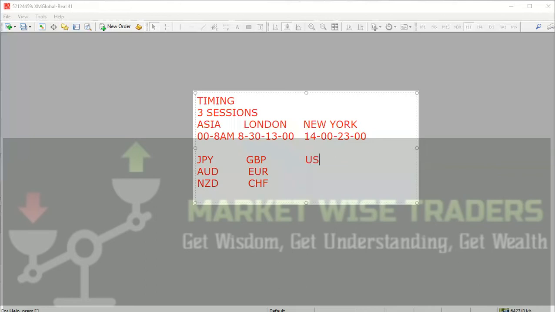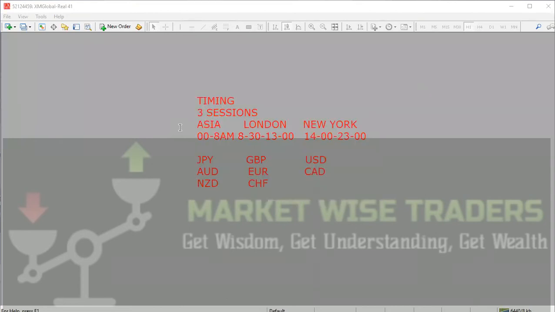It does not mean they cannot move during the other time, but they love to move during that time. And of course, the New York session, USD and CAD. Now, it does not mean that a pair or a share or a crypto or gold or anything cannot move in any one of these separate sessions. Yes, they can move at any time: in Asia, in London, in New York. But this is how the day is broken up. So the day starts, the day ends. It starts off in Asia.